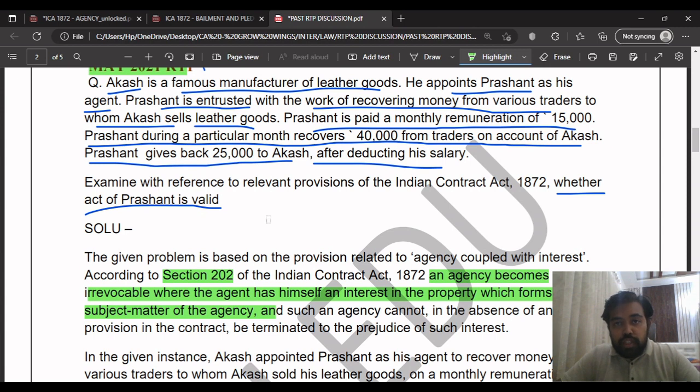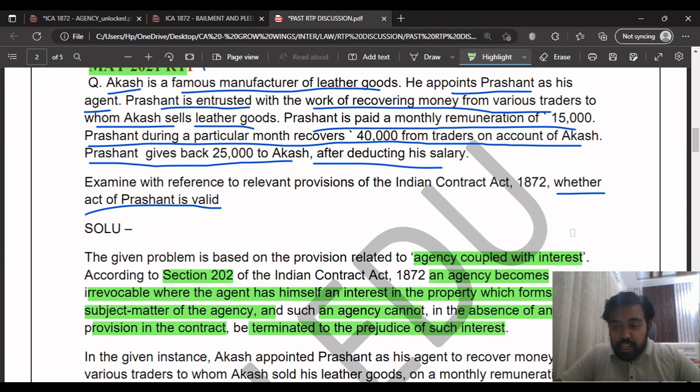I told you when I was teaching this in the revision video, part 3. Also, a similar question had come in the test your knowledge questions: agency coupled with interest. Section 202 of the Contract Act says that an agency becomes irrevocable where the agent is himself interested in the property which is the subject matter of the agency. Next, such an agency cannot, in the absence of an express provision in the contract, be terminated to the prejudice of such interest.